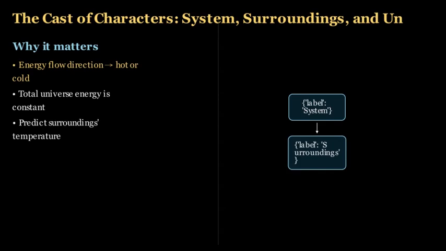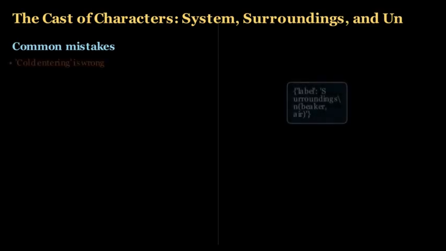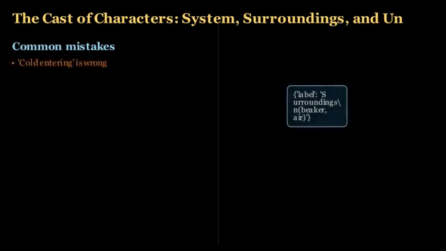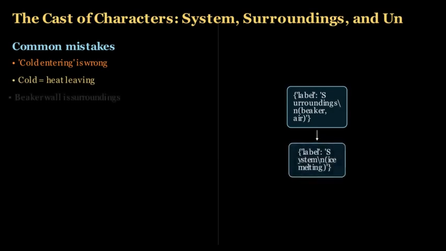The universe's energy book always balances. A common mistake is saying cold enters the beaker when ice melts. That's not right. Cold isn't a thing that moves. Cold is just the feeling when heat leaves. So it's heat flowing out of the surroundings into the ice.